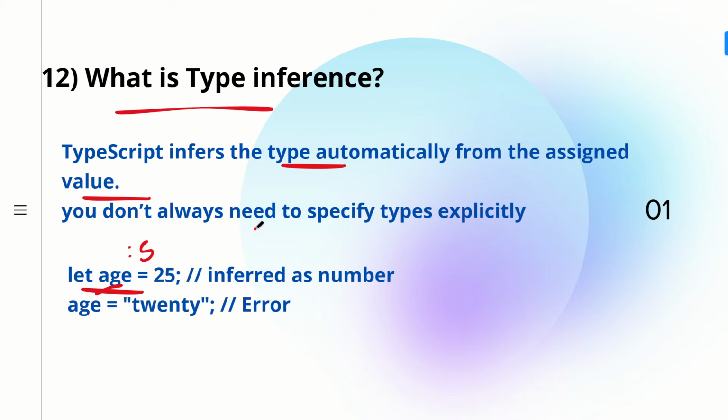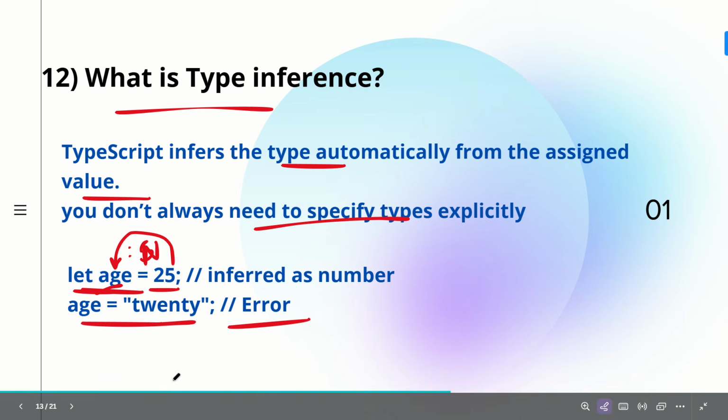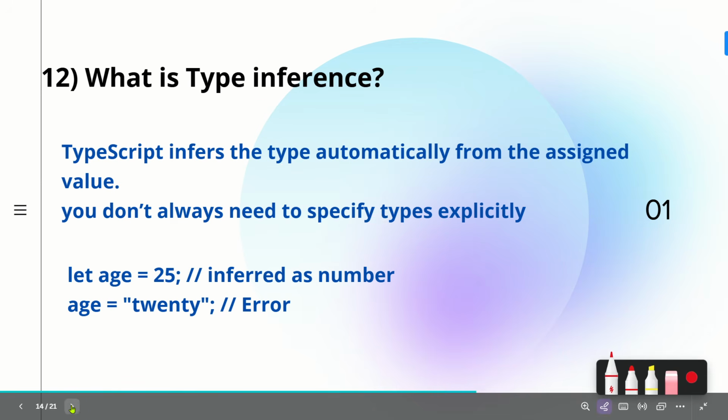You don't always need to specify the types explicitly. So in TypeScript file, if you just write let age is equal to 25, this means that type will be inferred and age will become number automatically. You need not even define it. This is called as type inference. So next time, whenever you're trying to assign some string value to the age, then it is going to give you an error. This is called as type inference. Let's see the next question.